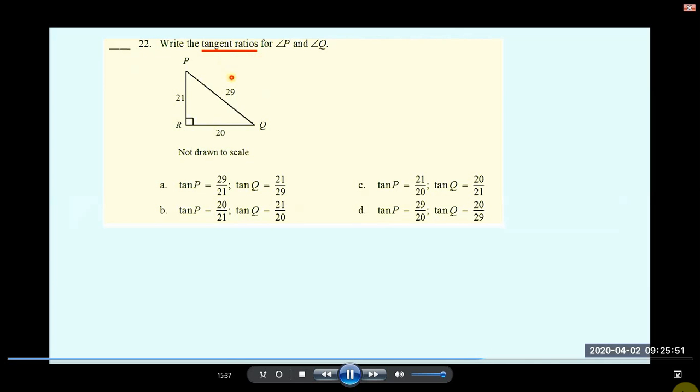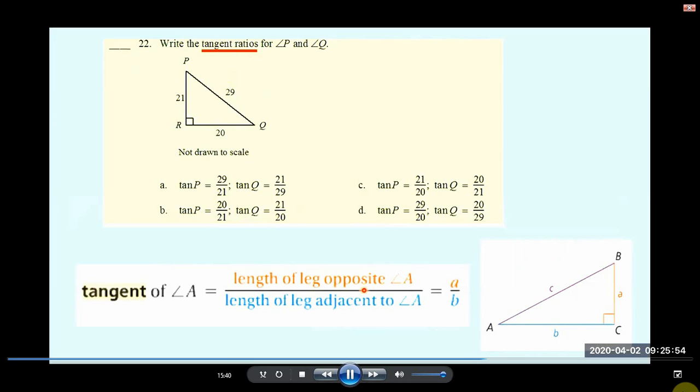Tangent ratio is what? Opposite over adjacent. What is the tangent of P? What is the opposite? Opposite is 20, right? Yes, correct. And the adjacent is 21. Then tan P is 20 over 21. Then check tan Q. Tan Q is opposite, which is 21 over 20. Then the answer is B. Excellent. Omar, Abdurrahman, Abdullah, easy?